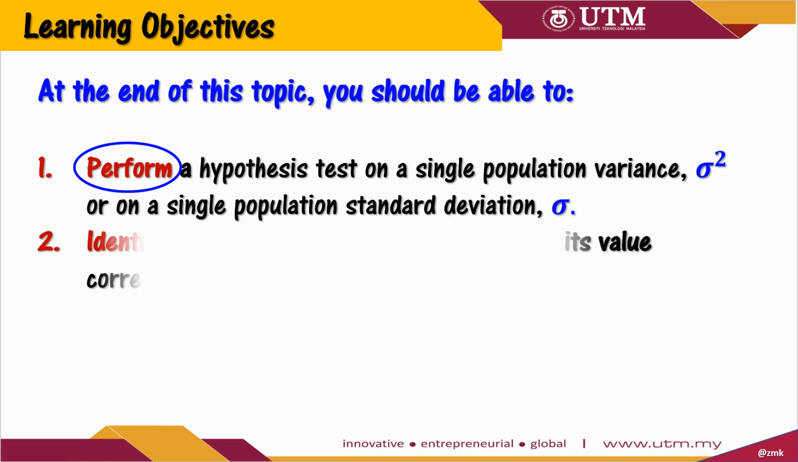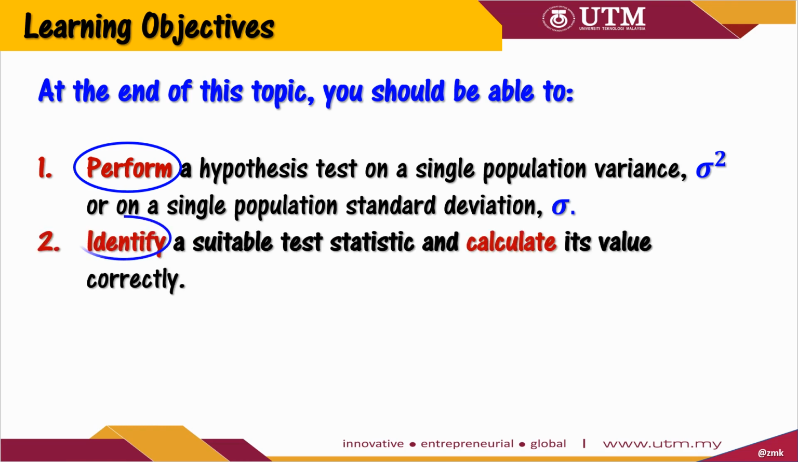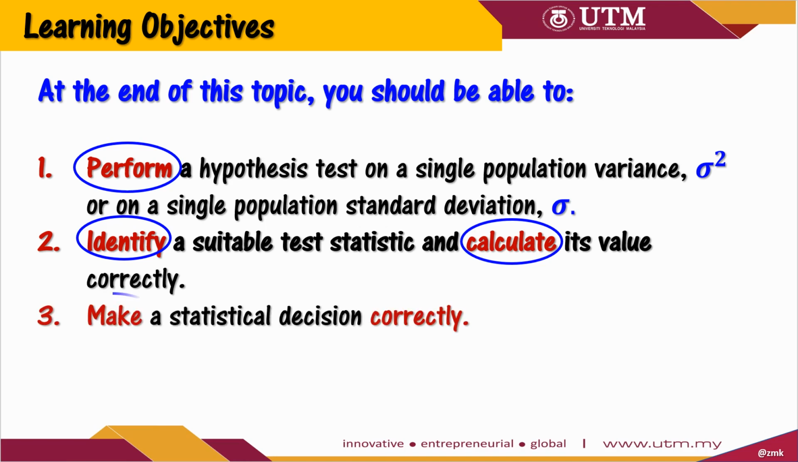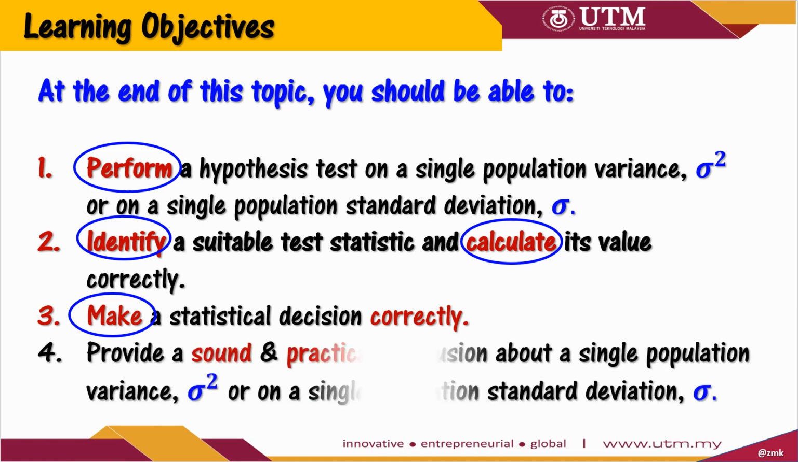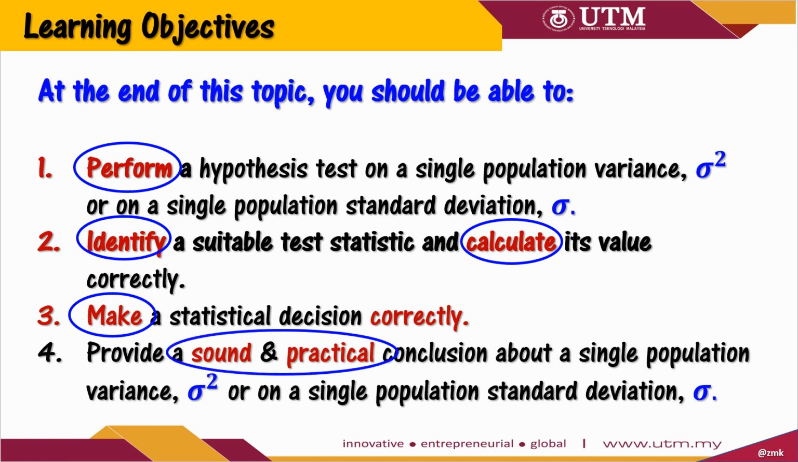The second objective is to identify the suitable test statistic and calculate its value correctly. Next, the third learning objective is you should be able to make a statistical decision correctly whether to reject the null hypothesis or not, based on comparing the calculated test statistic value with the corresponding critical value. And finally, you should be able to provide a sound and practical conclusion about sigma squared or sigma that you have tested.